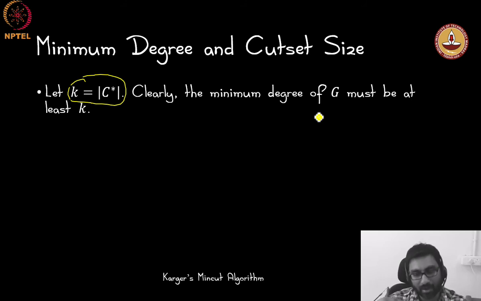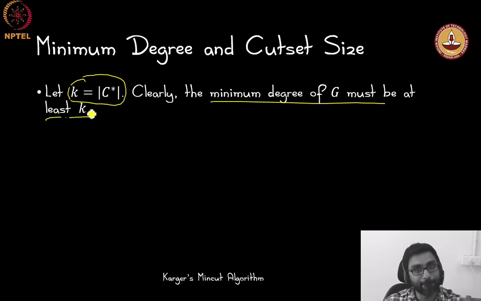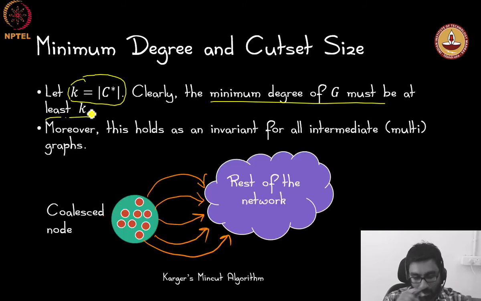So all the graphs that we encounter till the very end are going to have a min cut of size at least k, which means the degree will also have to be at least k. Because if the degree is smaller, then you can create a cut. The low degree vertex can become one side of the cut, and all the other vertices can become the other side of the cut. So clearly the minimum degree of the graph G that we have is at least k. Okay.